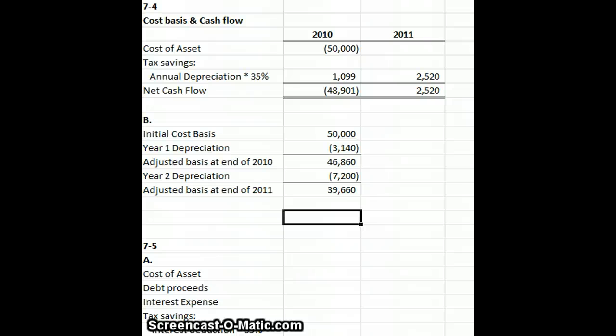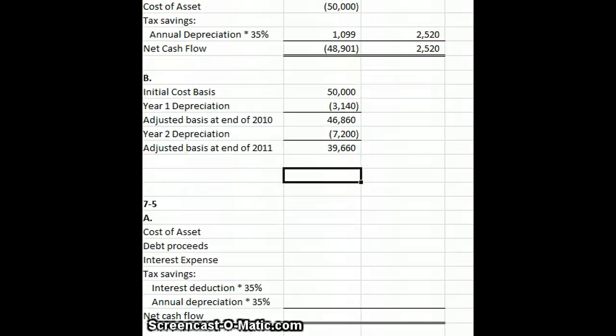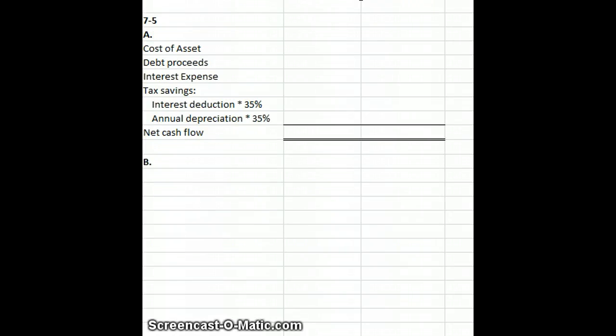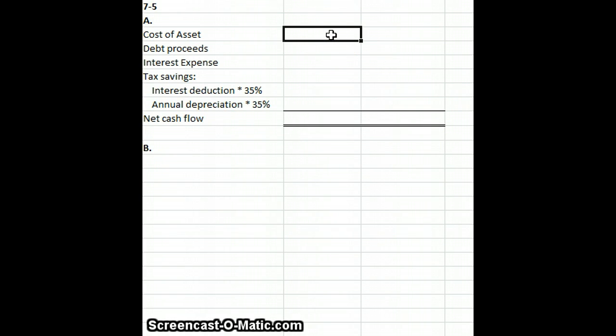Okay, so let's go a step further. We're going to go down to problem 7-5. Okay, and 7-5, we're going to use the same facts. So we paid $50,000 for an asset, except Firm A borrowed $50,000 to purchase the asset, and each year it paid $3,800 annual interest on the debt. The interest payments were deductible. How does this change the facts from the net cash flow attributable to the asset purchase in each year? And Part B is, how does this change affect the adjusted basis at the end of each year?